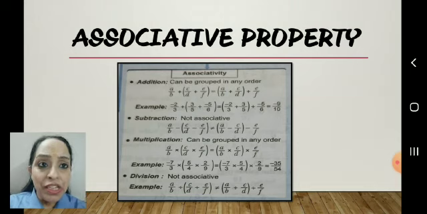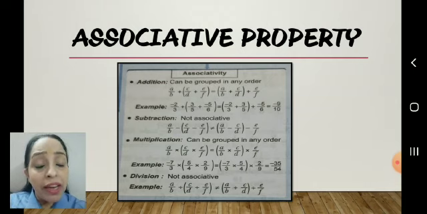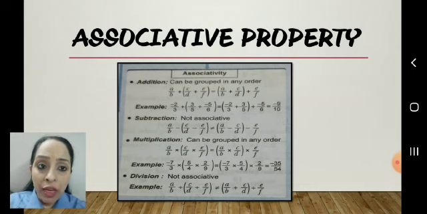Next is associative property. Yes, it is only applicable in addition and multiplication, because they are having two sides, LHS and RHS. When I am multiplying three rational numbers together in different forms, both LHS and RHS will be equal. When I am multiplying, yes, it is equal, but in subtraction, it is not equal, and in division also, it is not equal.